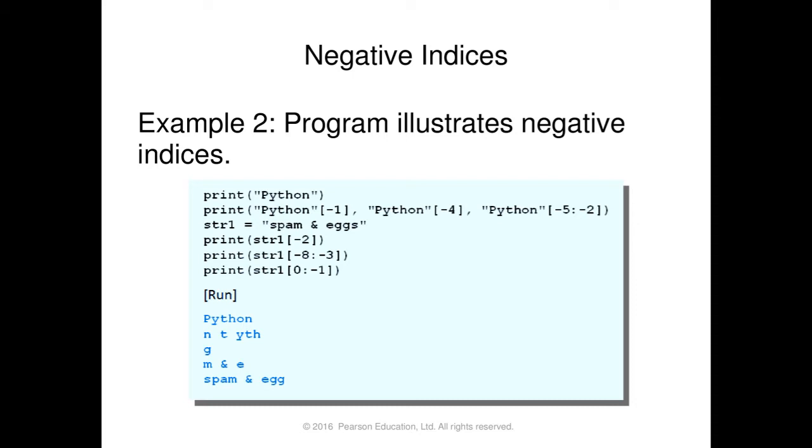Okay. And in our last example, in the last line of code, we perform a string slicing, starting with character number 0, ending with character number -1. So we start with the character S from the left side, and then end with the character S from the right side, without including the character S on the right side. So that would result in a substring of spam and egg.